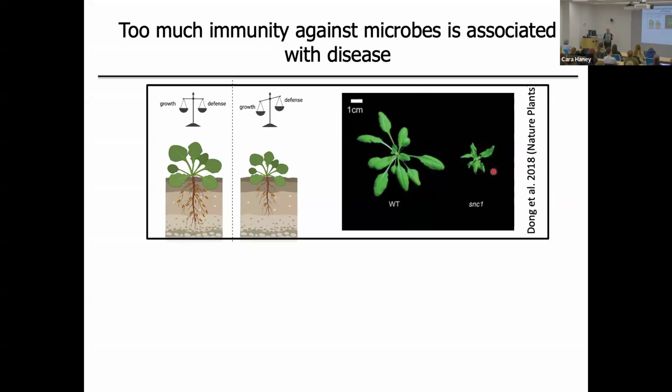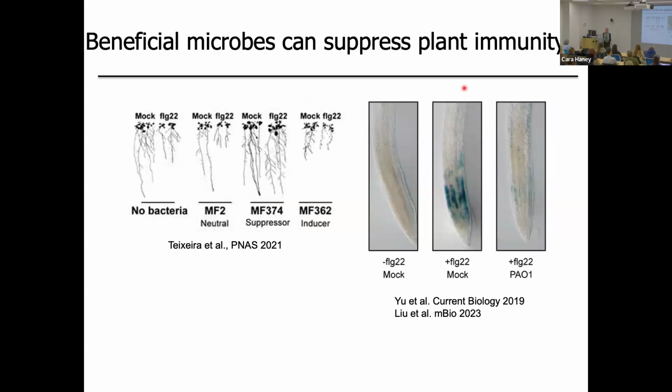And so this is true in plants. There's a trade-off between growth and defense. If immunity is high, plants don't grow and they're small and sick. So if plants sense things like flagellin, they should turn on immune responses and fight off bacteria. It turns out microbiota can actually suppress these immune responses. And so if you add bacterial flagellin to plants, plants get tiny and stunted.